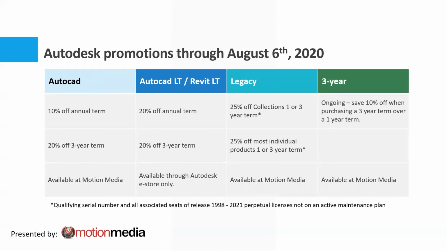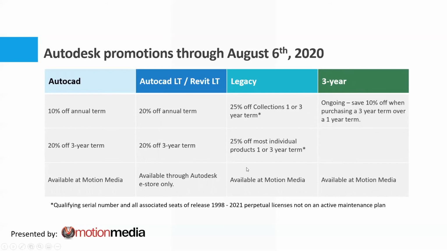It's really an Autodesk Direct thing only, but I did put it on here for anybody who does want to get an extra AutoCAD LT or Revit LT. It's 20% off, so now's the time to do it. The 3 year is an ongoing pricing thing. That's really not a promotion per se, but just so you know, if you commit to 3 year terms, there's an extra 10% off versus an annual term on almost all products, and that is available through us.